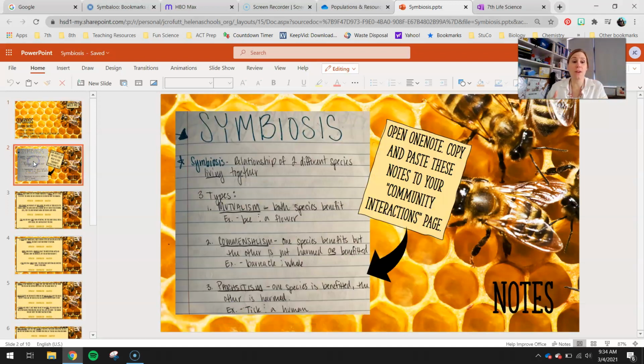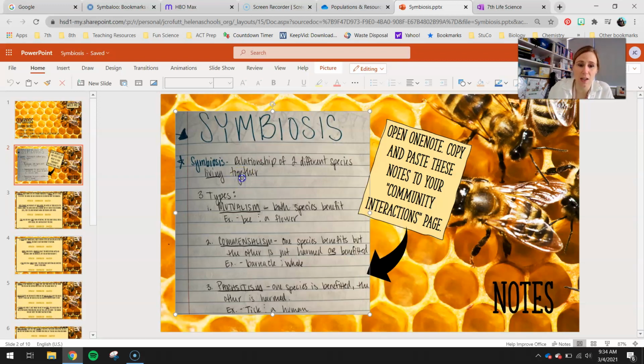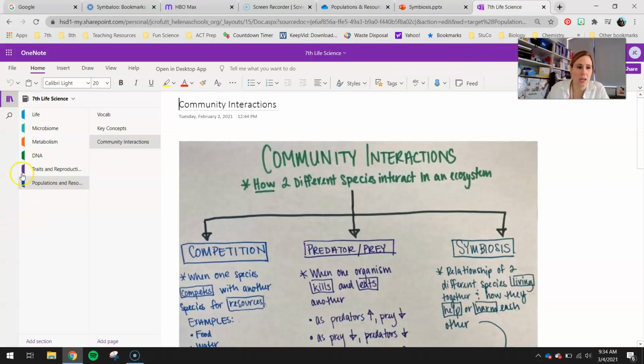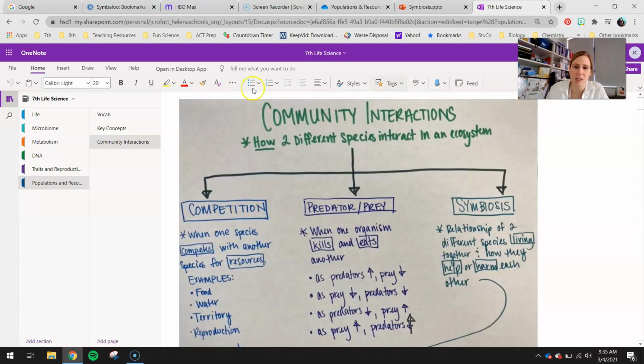The very first thing I want you to do is go to the next slide and copy and paste this little picture of your notes into your OneNote. Go into the populations and resources section, go to the community interactions page, and just below the notes you added a couple lessons ago about community interactions, paste this note section on symbiosis.